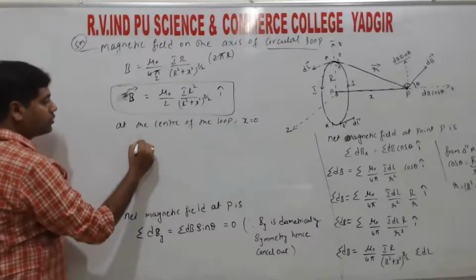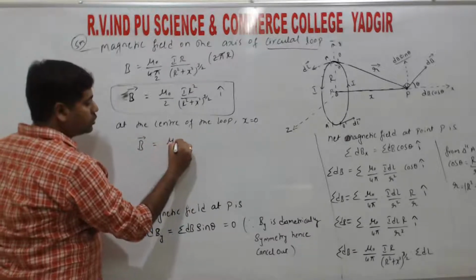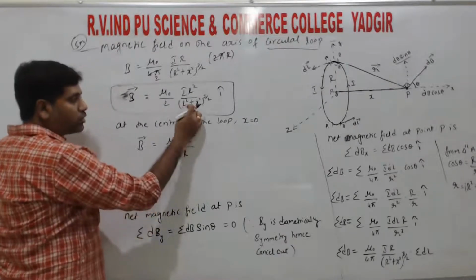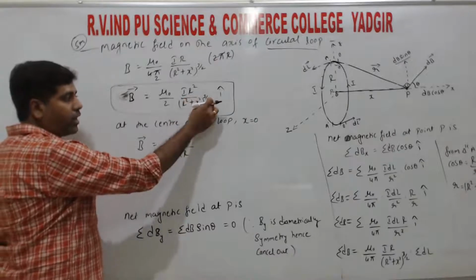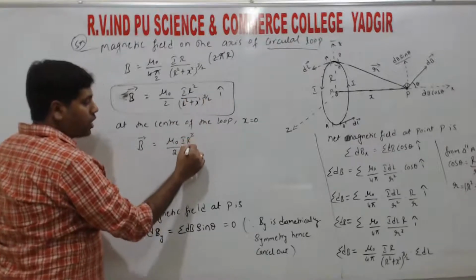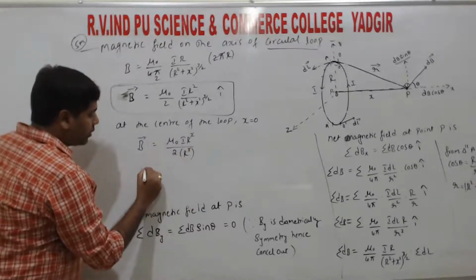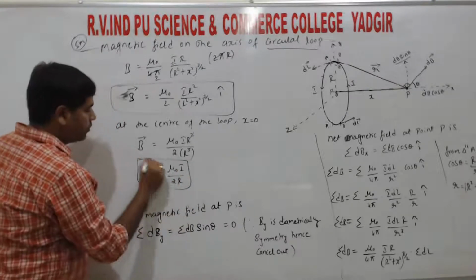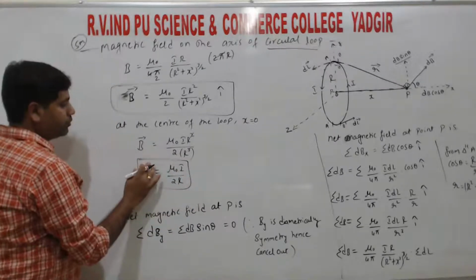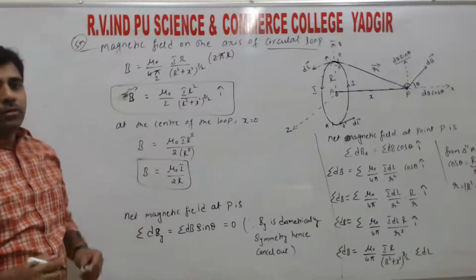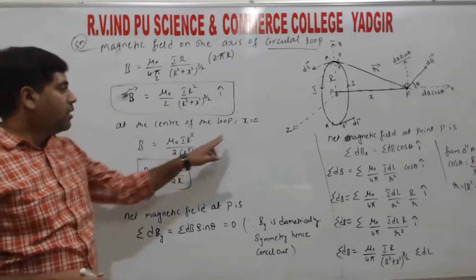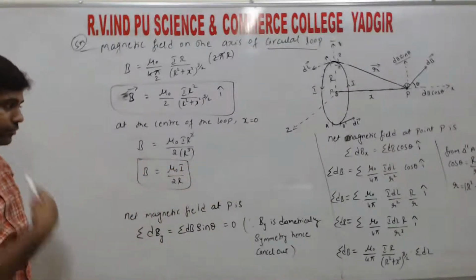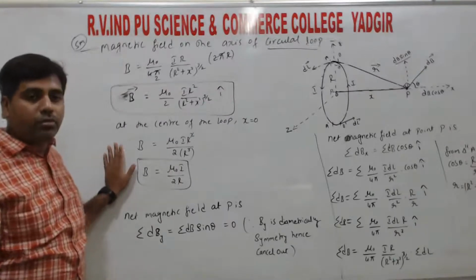So substituting x equals 0, we get the magnetic field B equals mu naught I r square divided by 2 into r square plus 0, r square. Square and square get cancelled, we get r cube. So r square and r cube get cancelled, so we get magnetic field B equals mu naught I by 2 r. So this is the condition at the center of the circle, that is at x equals 0, right? This is a very important derivation.